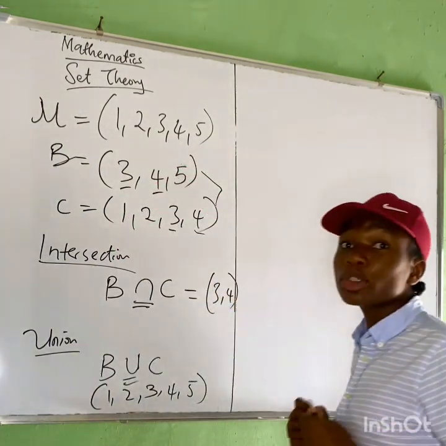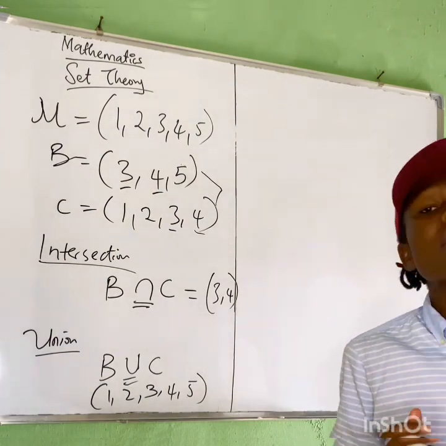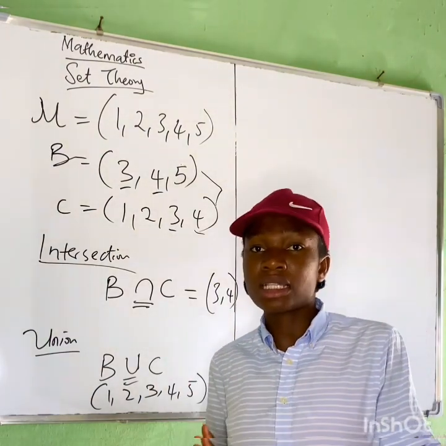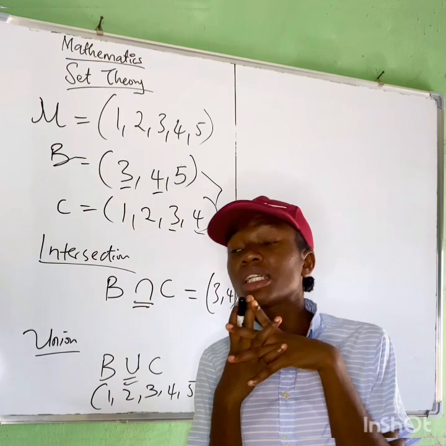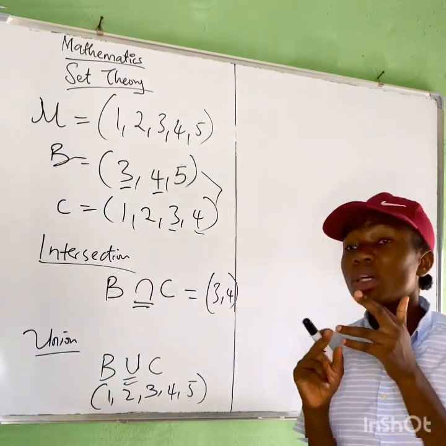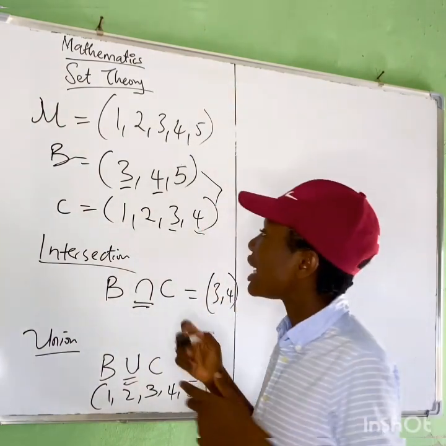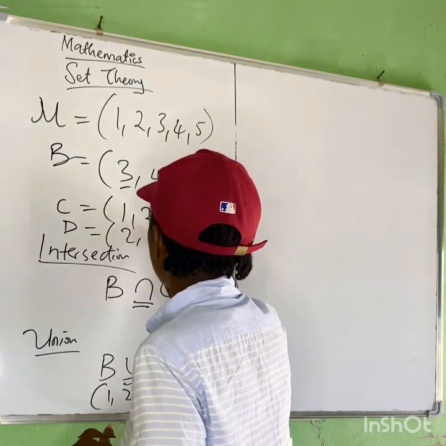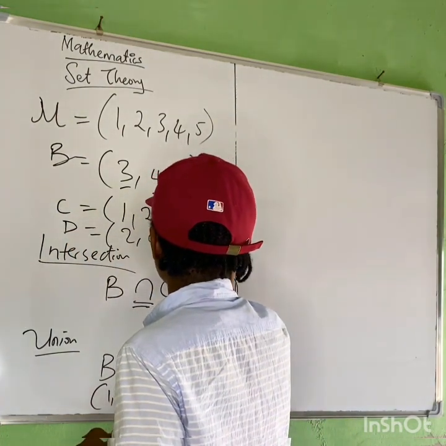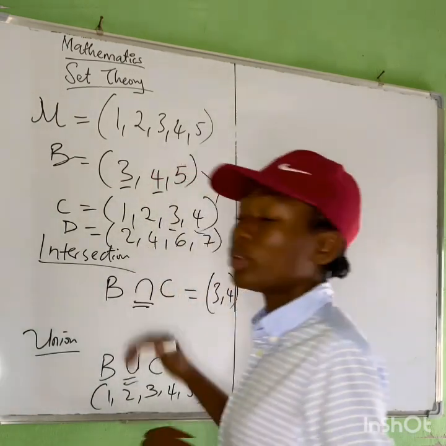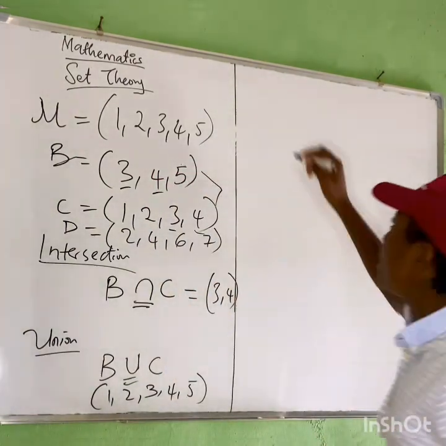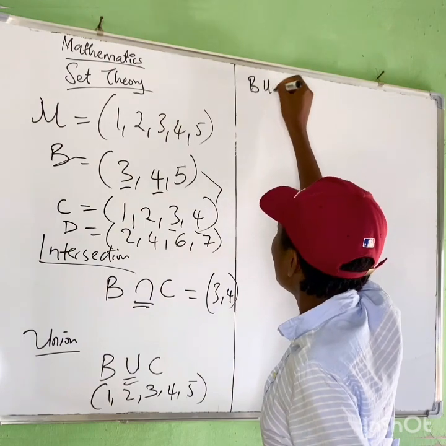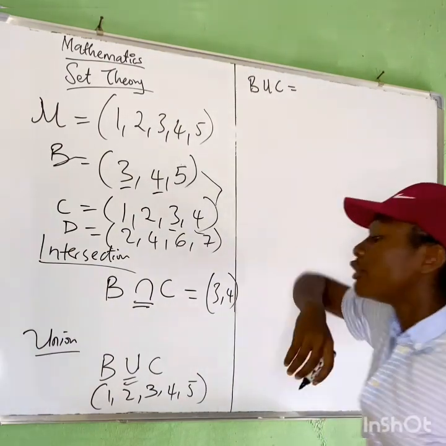Now I'm going to introduce you to a formula for calculating the union of a set. When we want to calculate the union of sets, we can have 2 sets, we can also have 3 sets. Let's assume we have a set D equal to 2, 4, 6, 7. These are the elements of set D. Now we want to see the union. Let's assume we are looking at B union C. There is a formula for the union of a set.